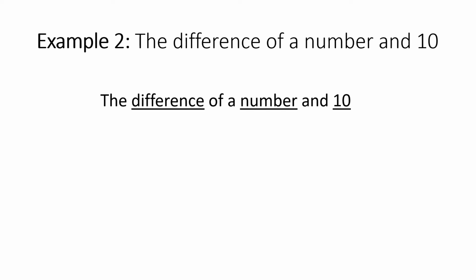So let's look at example 2, the difference of a number and 10. The first part of translating is I'm going to underline the important pieces, and then I'm going to translate each of the pieces. So difference is subtraction, and number, I'm going to use my variable x, and then 10 just becomes 10. Here, I'm going to be subtracting x and 10. So the subtraction is just going to go in between the variable x and 10. So that would be the translation.